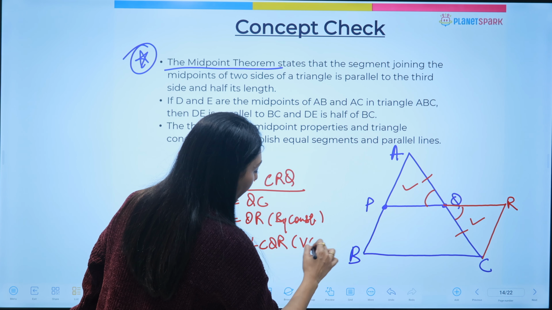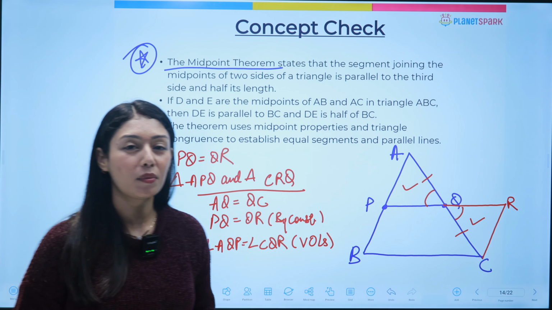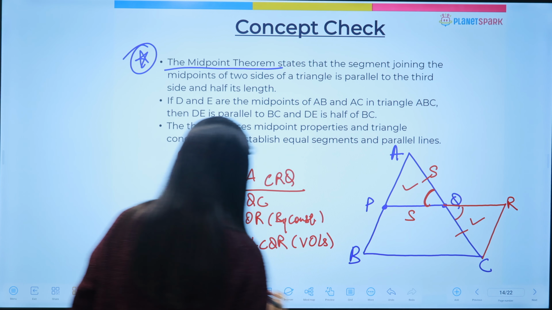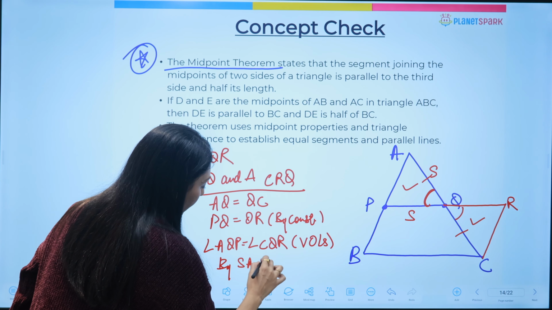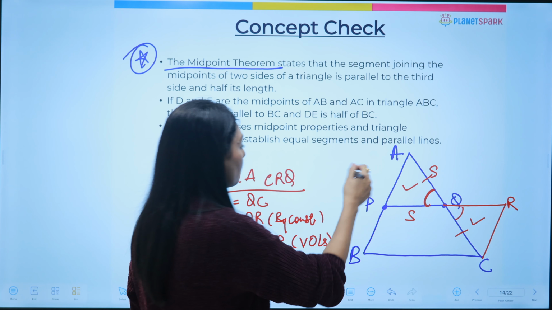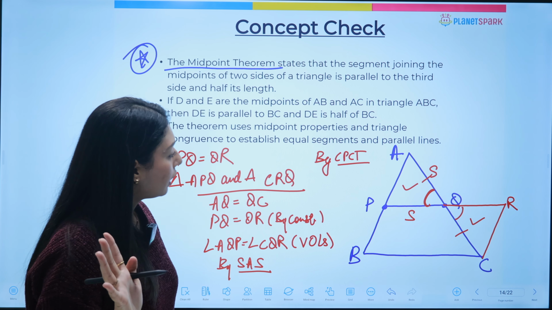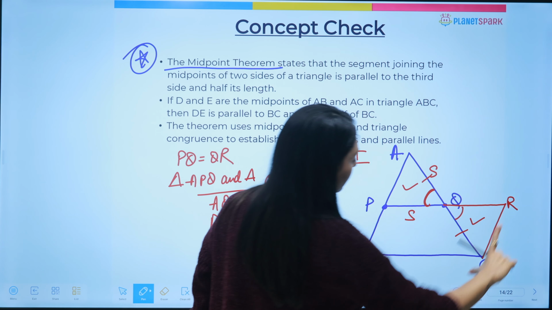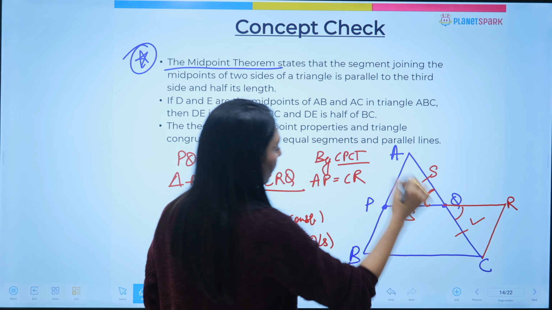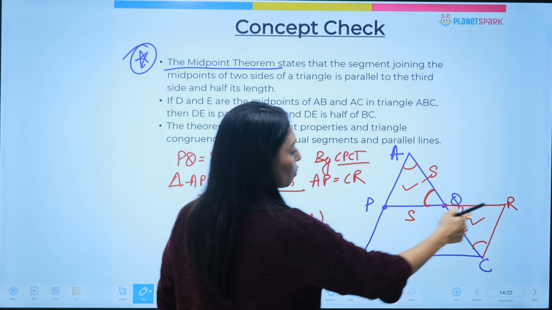Vertically opposite angles, right? So by which criteria are the triangles congruent, everybody? Quickly tell me in the comments. Yes? Absolutely correct, side, angle, side. So by SAS criteria, the triangles are congruent. Then by CPCT, which parts do we need here? First of all, I can say this AP length will be equal to CR. Then, can I say these two angles will also be equal? Yes, and these two angles will also be equal.